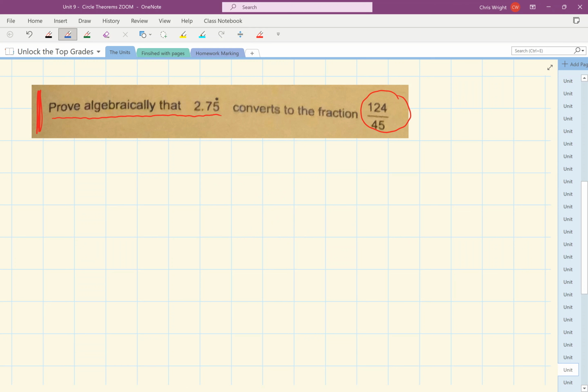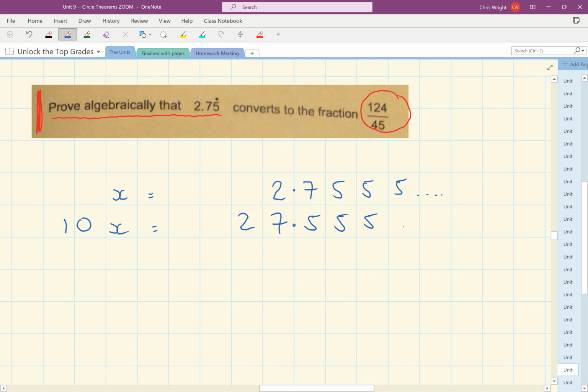Well, we're going to follow a set method. First of all, we're going to write x equals, and we're going to leave a few blank squares, and then write 2.7555. Okay, now in this case, I'm going to work out 10x. So I'm going to move all the digits one to the left, so I get 27.5555, and so on.